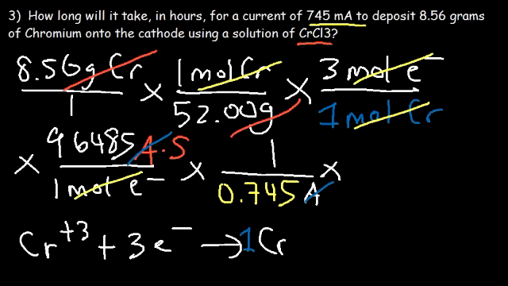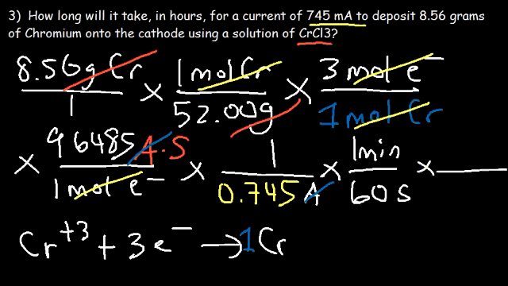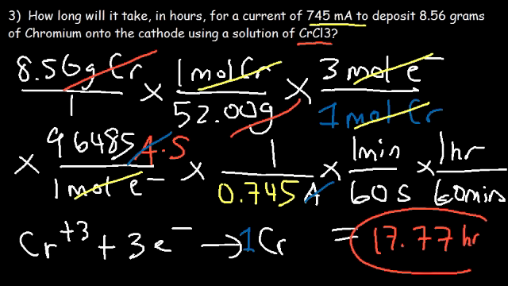So now we need to convert seconds into hours. So we know that there's 60 seconds in 1 minute, and there's also 60 minutes in 1 hour. So now this is going to give us the answer. So it's going to be 8.56 divided by 52 times 3 times 96,485 divided by 0.745 divided by 60 and divided by 60 again. So the answer that you should have is about 17.77 hours. That's how long it's going to take to deposit 8.56 grams of chromium if we use a small current of 0.745 amps.